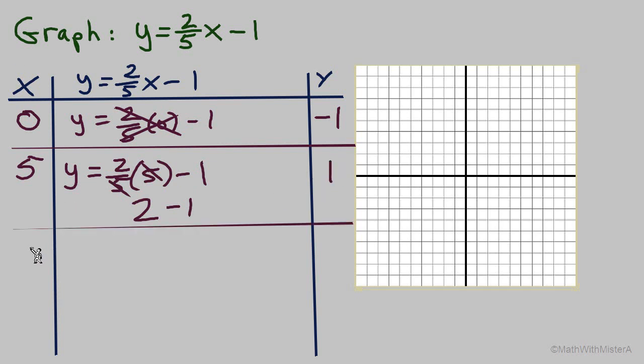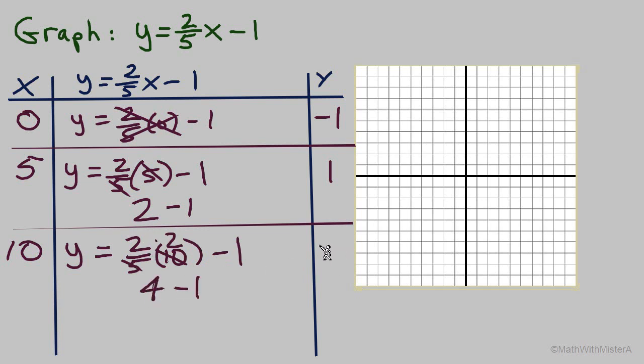For the third ordered pair, I'm still choosing a number that is dividing by the denominator 5. So I'm going up to x equals 10. Y equals 2/5 times 10 minus 1. The 10 divided by 5 equals 2. So we're looking at 4 minus 1 equals 3.